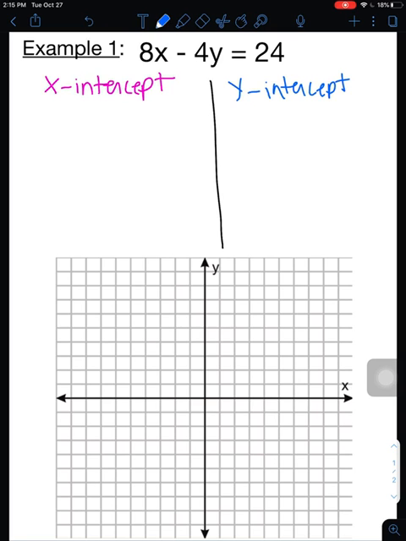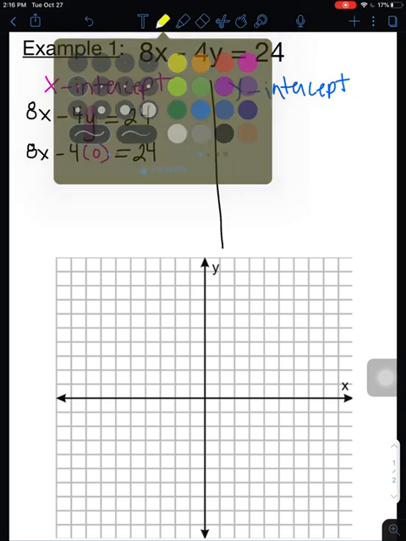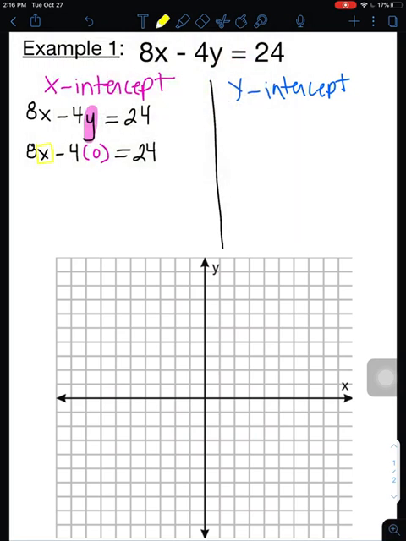To get my x intercept, I'm just gonna rewrite the equation right under there. So 8x minus 4y equals 24. To get my x-intercept, I am going to plug a 0 in for y. So I'm going to replace this y with a 0. It's going to look something like this: 8x minus 4 parentheses 0 equals 24. And now my goal is to solve for x, this x right here.